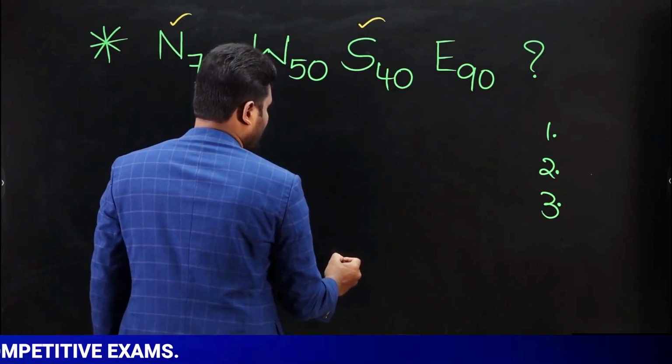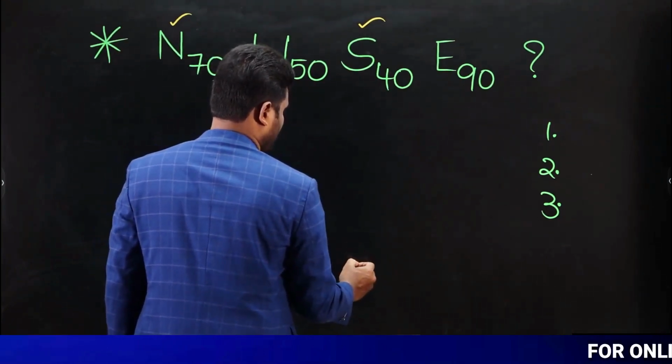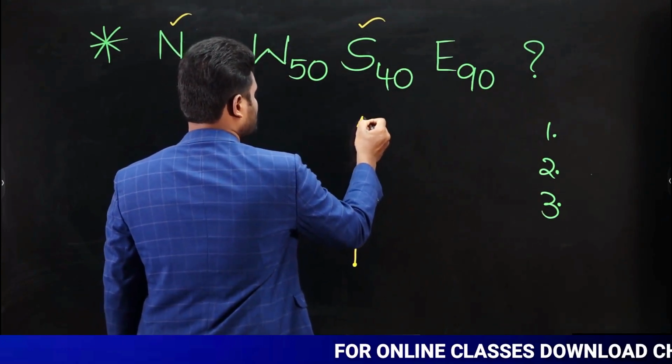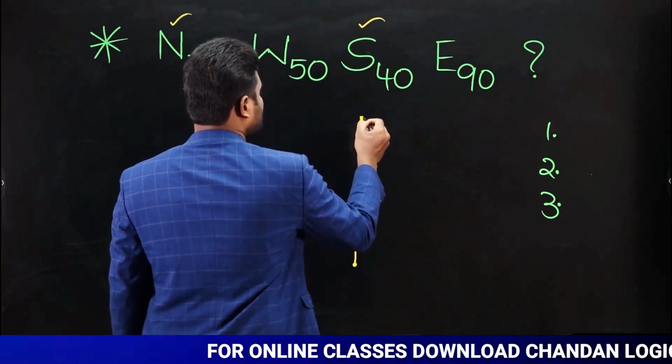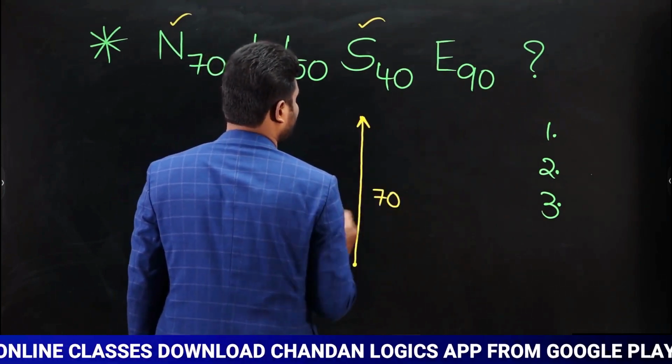Okay, observe here. Let us say the person started at this point. Now he traveled towards north. How many meters? He traveled towards north 70 meters.